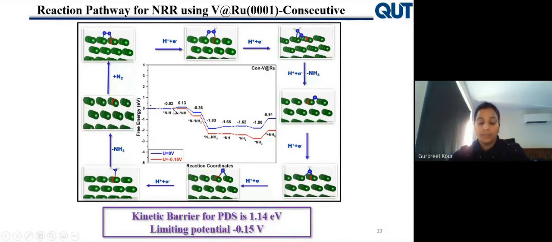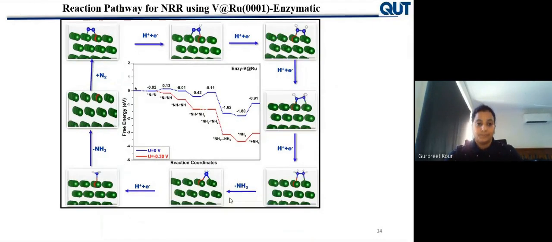And this kinetic barrier is quite low as compared to the pure ruthenium, where the kinetic barrier has been reported as 1.85 electron volt. That means the single atom alloy of vanadium doped ruthenium 001 has decreased the kinetic barrier for the PDS drastically. So here is the enzymatic pathway, where the nitrogen is in the side-on adsorption, again following the different hydrogenation steps.